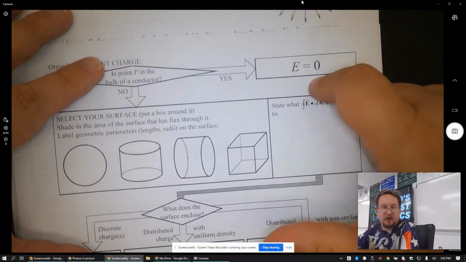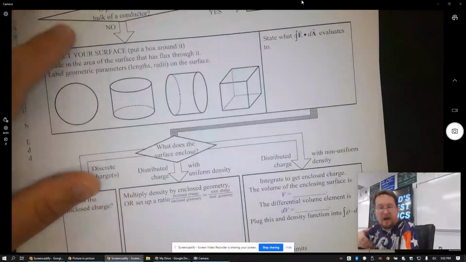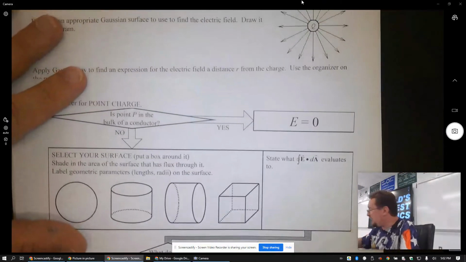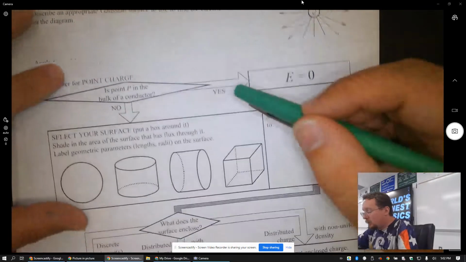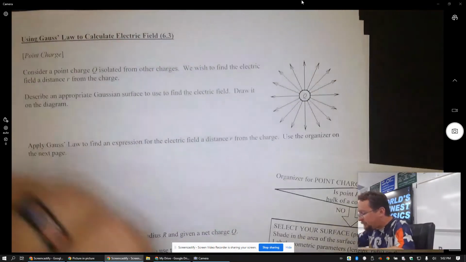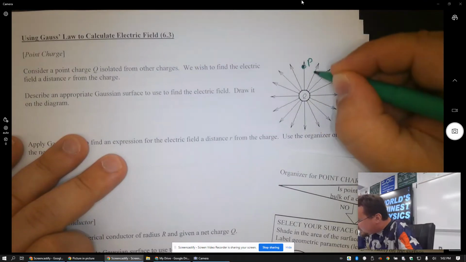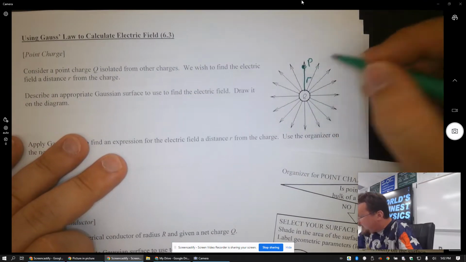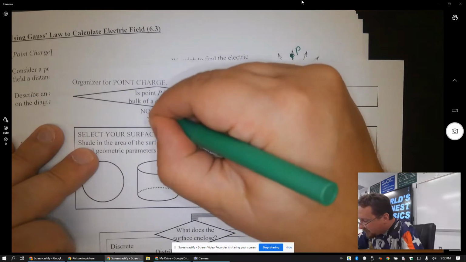And if you ever give your students one of the flow charts where you go to E equals zero, way to go. You just waste the whole page and you kill the tree, and the trees hate you and I hate you. So this is just there to remind them that they need to ask this question before they go on. Now, where's the point P? I don't know. Let's put it right here. There's a point P, and it's a distance R away. So no, that's not in the bulk of a conductor.